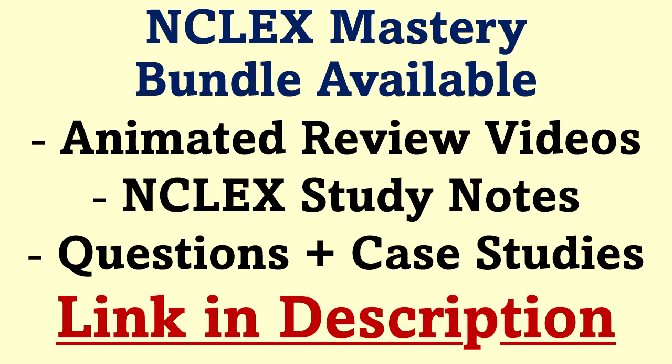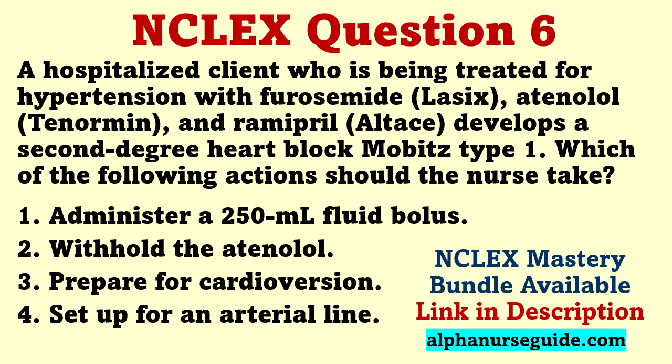Back to the questions. A hospitalized client who is being treated for hypertension with furosemide, atenolol, and ramipril develops a second-degree heart block Mobitz type 1. Which of the following actions should the nurse take? 1. Administer a 250 milliliters fluid bolus. 2. Withhold atenolol. 3. Prepare for cardioversion. 4. Set up for an arterial line.